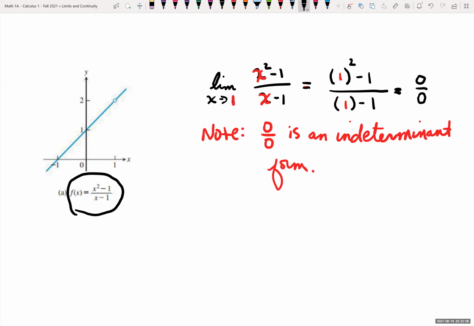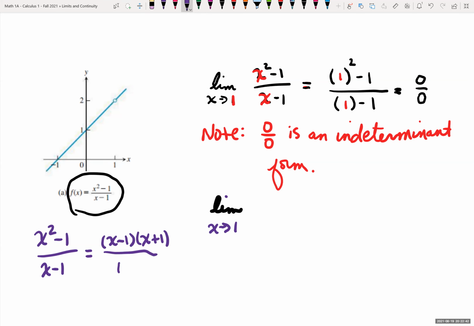And so let's look back at our function. So the limit as x is approaching 1 of x squared minus 1, let me just write it down here, all over x minus 1. I notice that I can factor my numerator here. I have a difference of squares in my numerator. If I'm getting 0 over 0, that means we have factors in common in this case. And so I can rewrite this as x minus 1 all times x plus 1, all over my denominator of x minus 1.